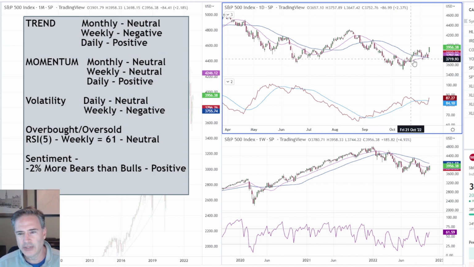Now, the volatility is neutral, but look at what's happened here. This is kind of interesting. So last week I turned it positive because this was down, but it hadn't turned down yet. The 18-day had not turned down yet. But then for one day, it was positive, because this was below a declining line.